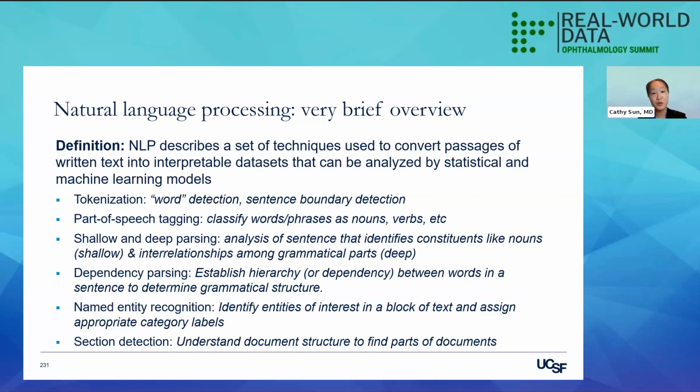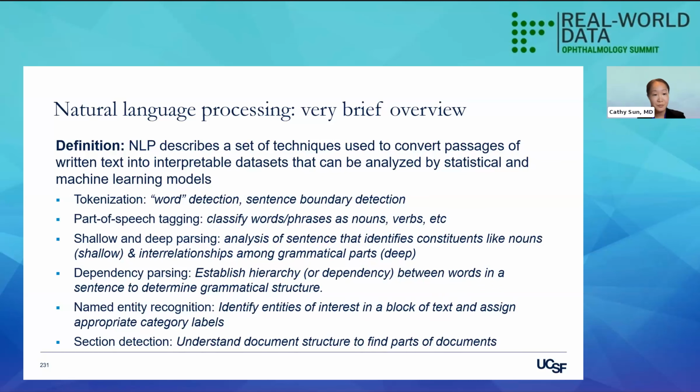Dependency parsing, which looks at the hierarchy or dependency between words in a sentence to try to understand the grammatical structure. Named entity recognition, which looks at a block of text and tries to assign appropriate category labels like disease type. And section detection, which tries to identify parts of a document like the past medical history or the assessment and plan section.